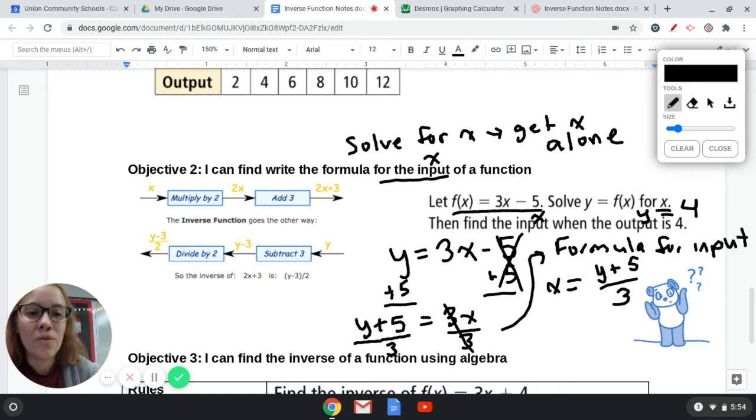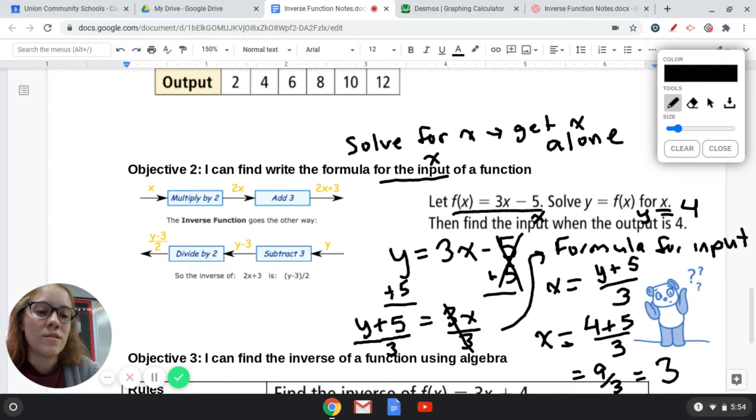So we're going to go right here to this x equals y plus 5 over 3, plug in 4 for y, and then solve for x. So we end up with x equals y, which is 4, plus 5 all over 3, which if we simplify this, 4 plus 5 is 9. 9 over 3, 9/3 is really just 3. So that means the input is 3 when the output is 4.